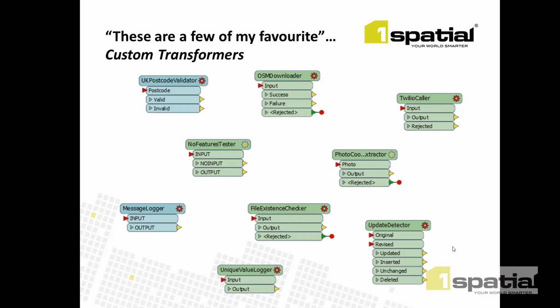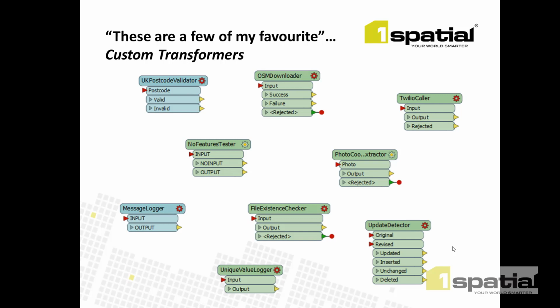The OpenStreetMap downloader allows you to, as it suggests, download OpenStreetMap data directly from the internet. That allows you to effectively define a bounding box of the area that you would like to download. The Twilio caller uses the Twilio API to allow you to send text messages or voice messages to telephones.